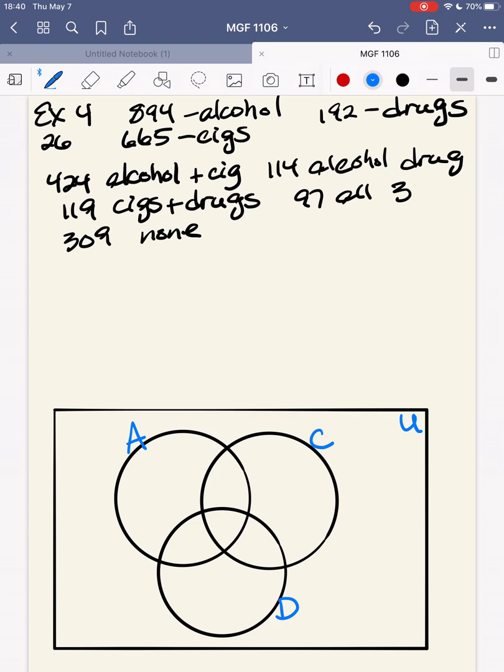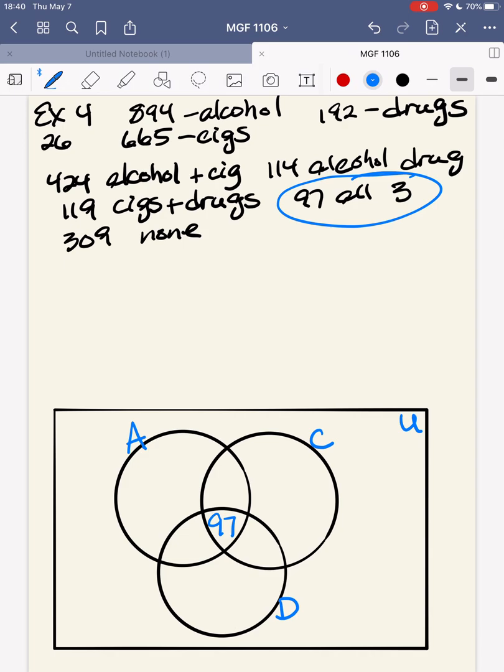Okay? And what I want to do with this is I still want to do that thing where I work myself to the inside and work my way out. So I want to look for people that have all 3 behaviors first. Okay? So I'm looking for people that have all 3 behaviors. I have 97 of them that have all 3 behaviors. And that's where I'm going to go ahead and start.